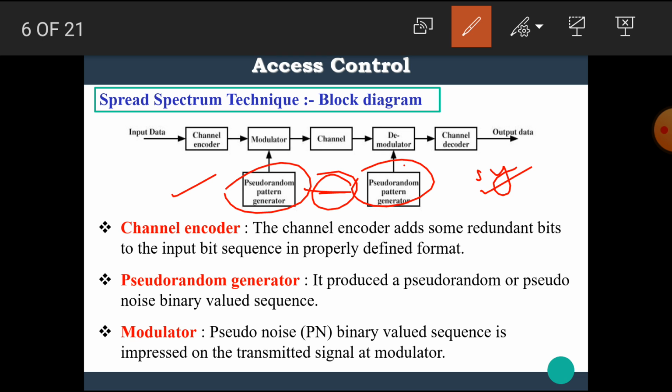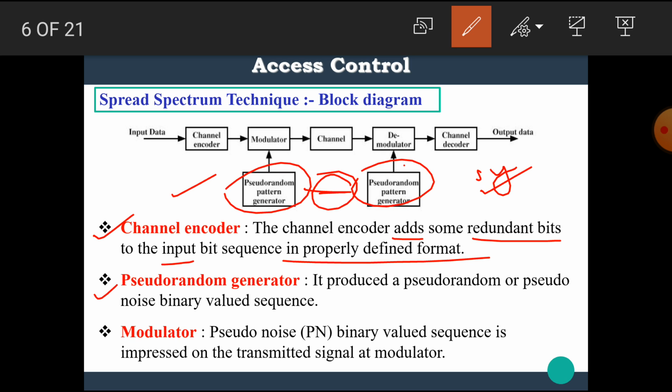Let's see the details about each block one by one. First of all, the channel encoder. The channel encoder adds some redundant bits to the input bit sequence in a properly defined format. The next is the pseudo-random generator.